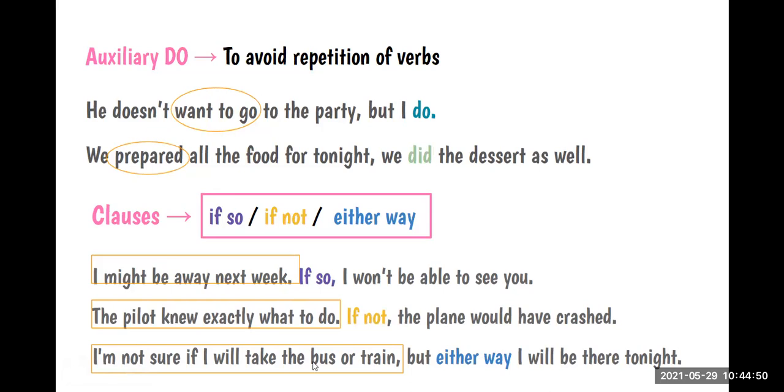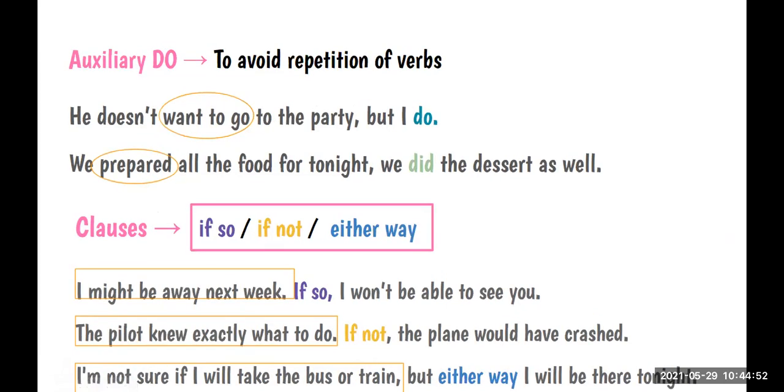¿Ok? Por ejemplo, aquí tenemos dos opciones, the bus or train. But either way, cualquiera de las dos, si yo tomo el bus o yo tomo el tren, yo voy a estar ahí en la noche. ¿Ok? Entonces, if so, for affirmative sentences, when you want to repeat an affirmative sentence, when you want to refer to a negative sentence or a statement, if not. And when you have two options, you can say either way, okay? Okay, thank you. Any other questions?